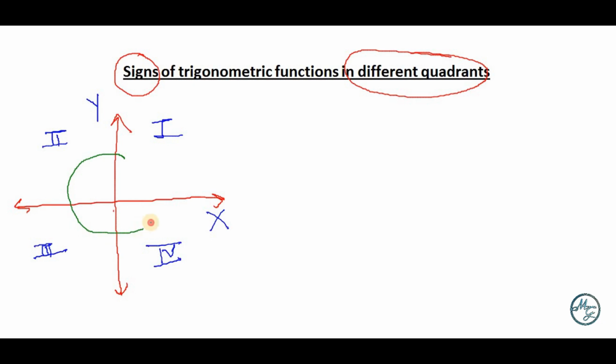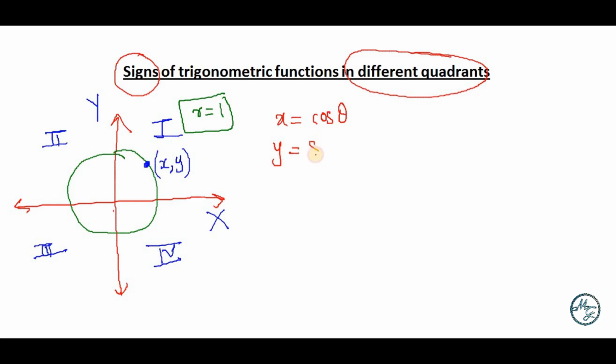This is a unit circle. When I say unit circle, that is a circle with radius 1. As you must have studied in the trigonometry chapter, if I take any point like this over here, a point x comma y, which lies in the first quadrant and the circle is a unit circle, then this x is cos theta and y is sin theta. Sin theta and cos theta are the basic trigonometric functions.